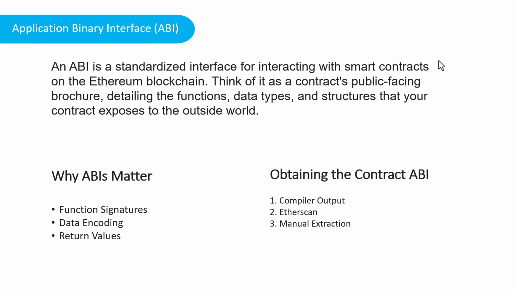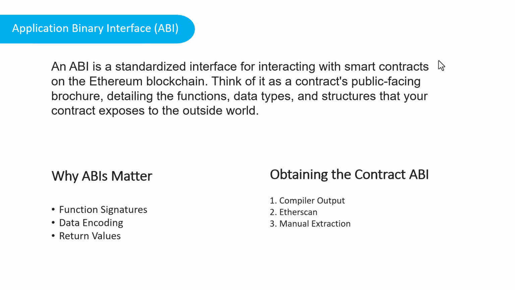So really, an ABI is a standardized interface for interacting with smart contracts that are deployed to EVM compatible blockchains. So basically, they are like a public-facing broker. They tell you which functions are available in a smart contract. They tell you the data types, the structures, and the return types that your contract exposes to the outside world. So in a sense, you can think of them as IntelliSense for your smart contracts.